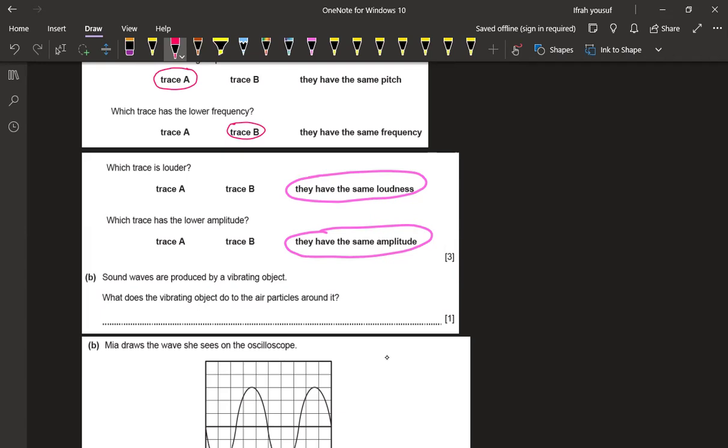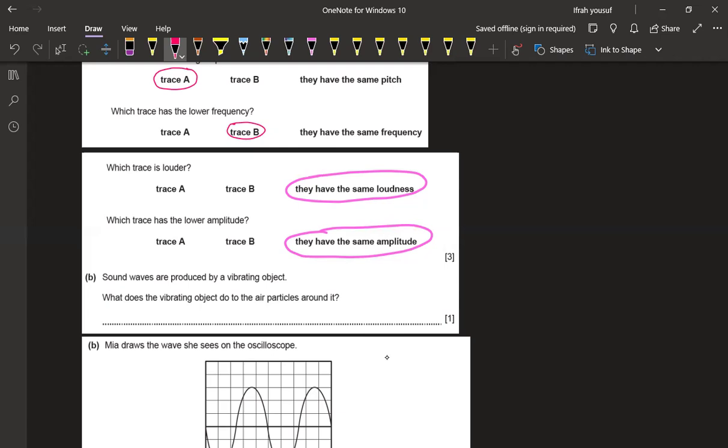Fraction is showing. Okay, so what do vibrating objects do? As the object moves, it compresses the air particles, creating a compression. Either you can write it in this way, or you can write that during the vibration the object moves back and forth, so causing the air particles to move back and forth.